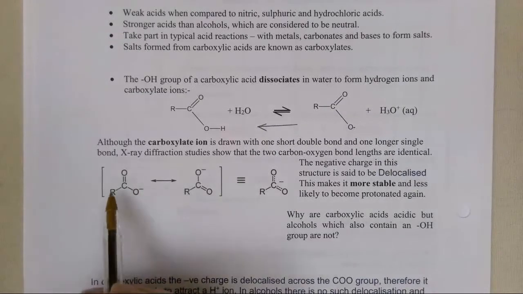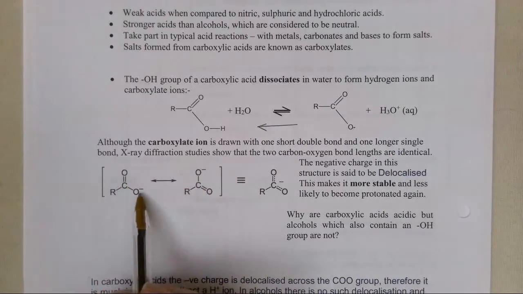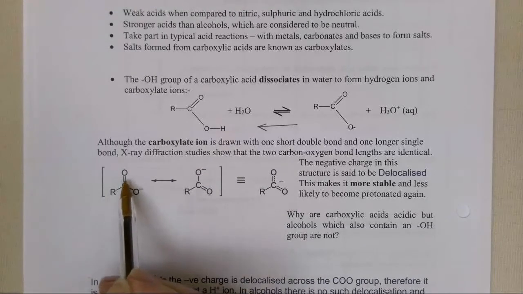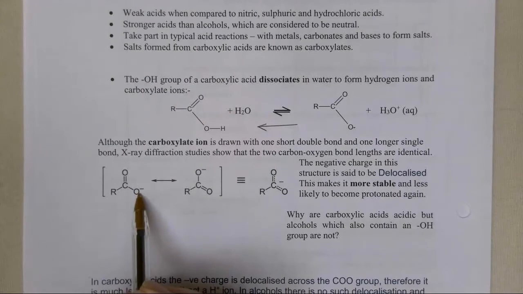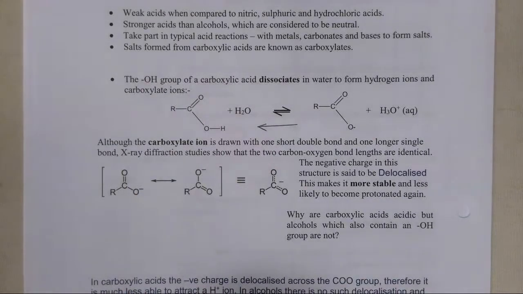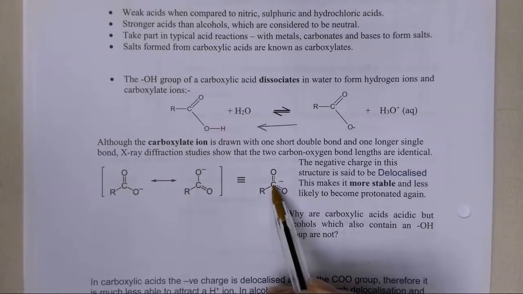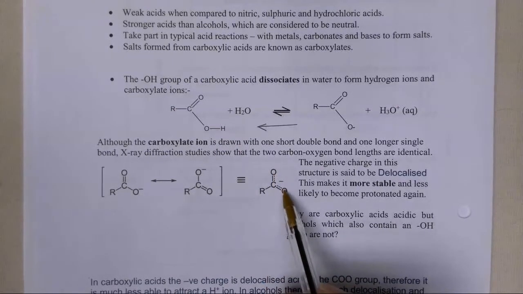Okay, but when we look at the carboxylate ion in more detail, looking at these bonds, we would expect to have a double bond and a single bond, and this double bond would be shorter than this single bond. But actually, when we measure the bond lengths using X-ray diffraction, we find that the bonds are all the same length. So they're shorter than a single bond, but they're longer than a double bond. They're kind of an intermediate bond.